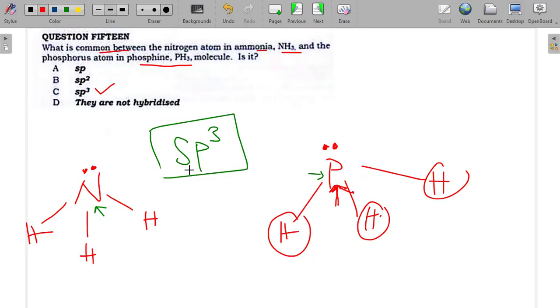So both of them, we're going to say, since they're attached to 4 items, they are sp3 hybridized.